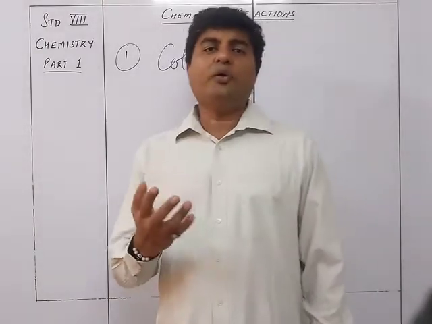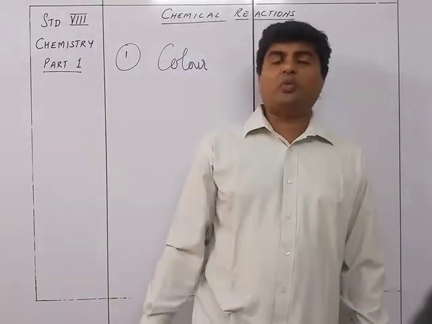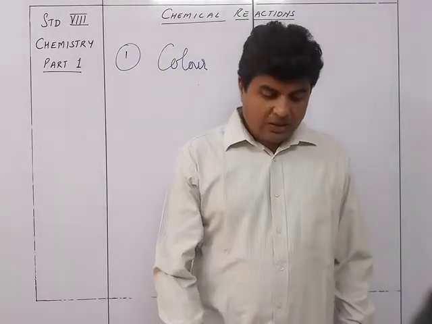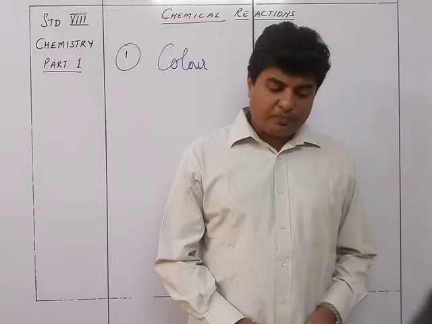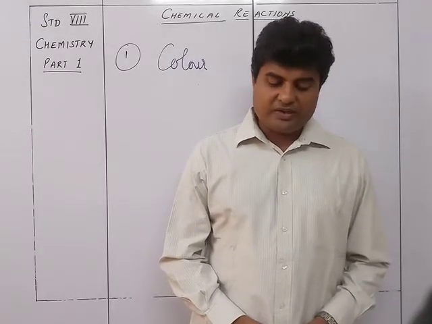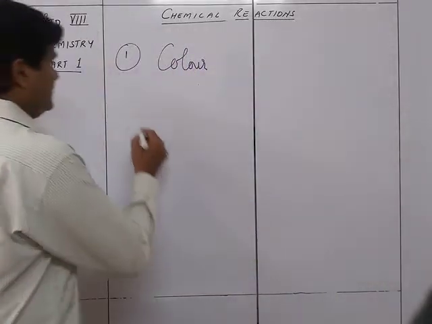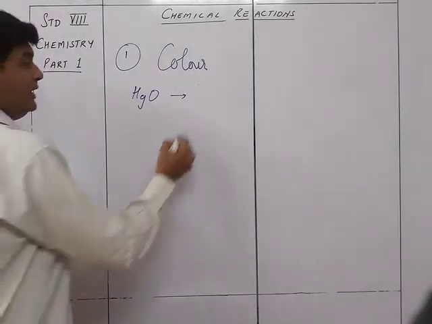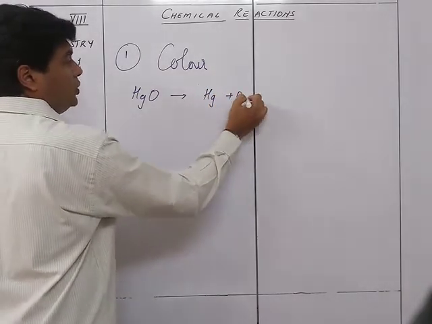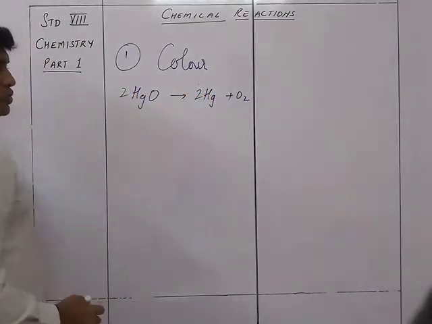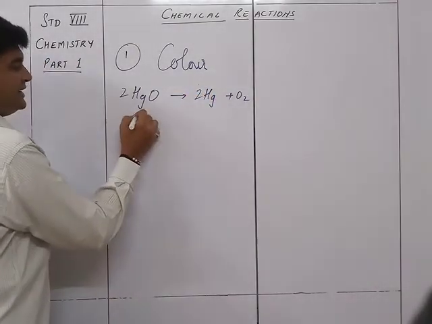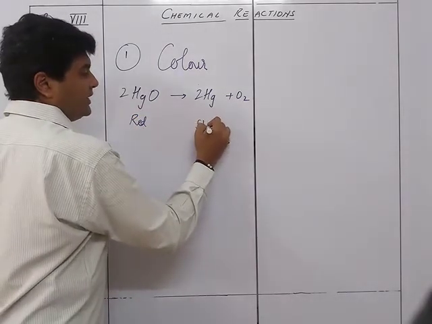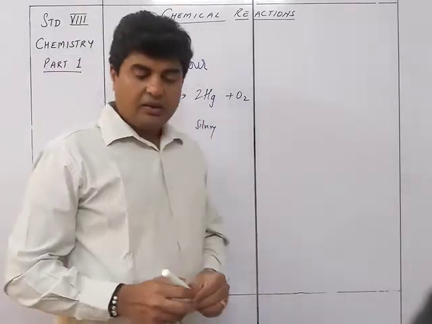One of the very easily noticeable things in a chemical reaction is the change in color. They have given the example of mercuric oxide, HgO, which is red in color. When it gets heated, it gives Hg plus O2. To balance it, we put this 2 over here. The mercuric oxide is red in color, but on heating it becomes silvery gray.